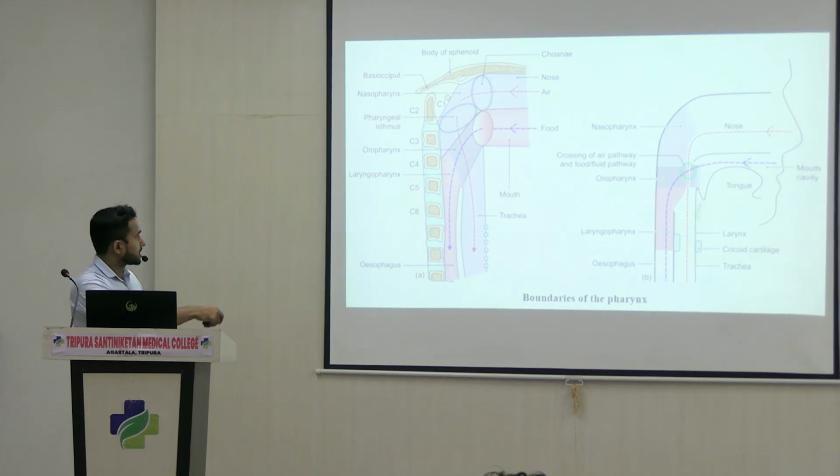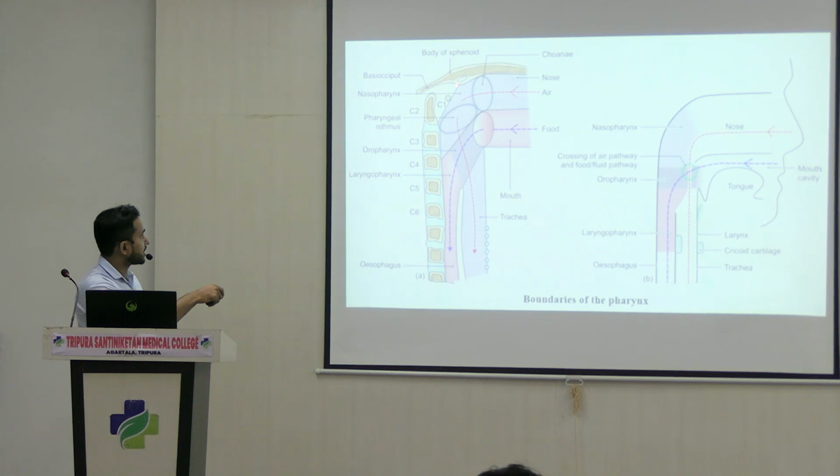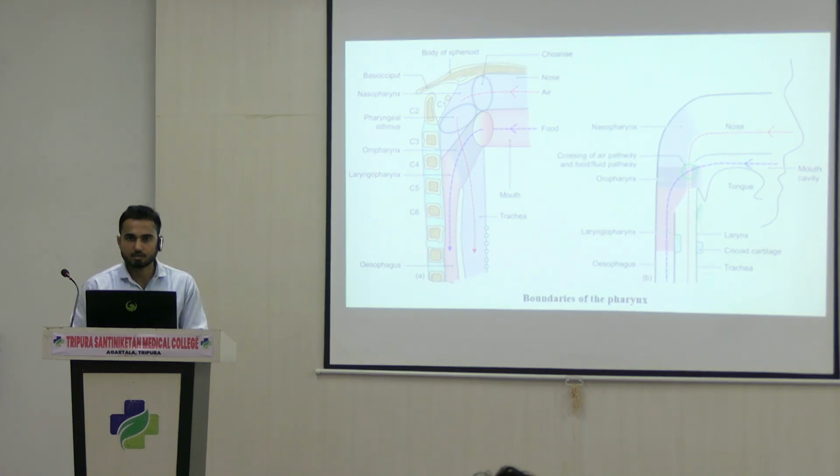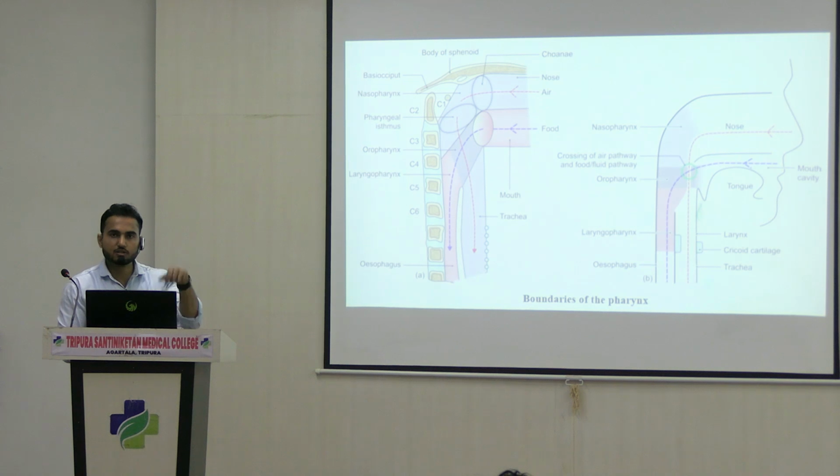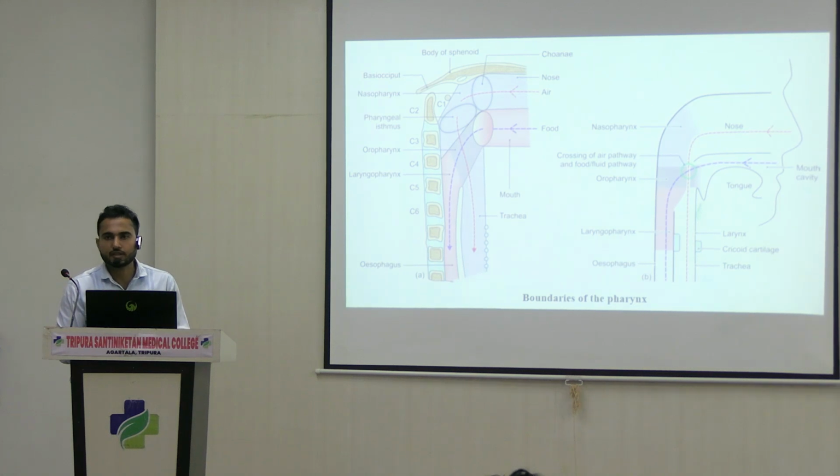Now in this diagram you can see this is the base of the skull. From the base of the skull it is extending downwards up to the 6th cervical vertebra. Beyond that, it continues as the esophagus. So this is the pharynx, and this is the larynx, and the larynx continues as the trachea, while the pharynx continues as the esophagus.